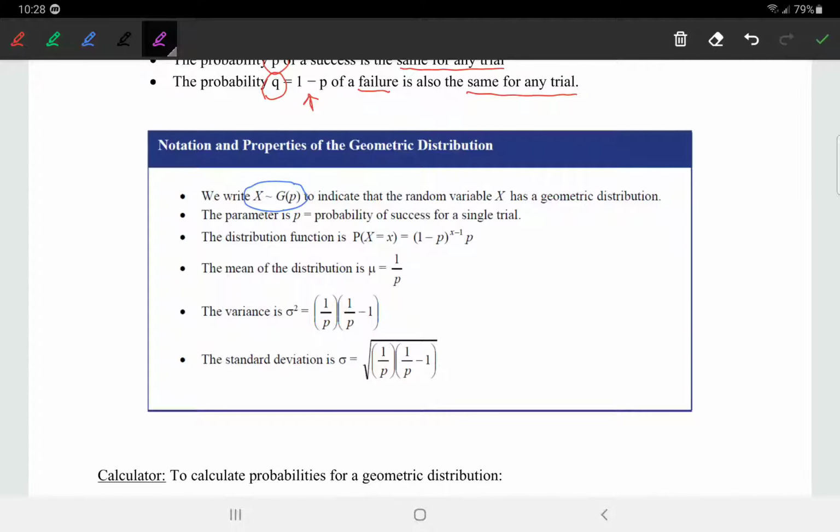We can see that the probability that x takes on any given value will be 1 minus p, that's the probability of failure, for every attempt except for the last one, and then we multiply by the probability of success. The mean of the distribution, mu, is the expected value. We calculate that as 1 over p. The variance takes 1 over p, and then takes 1 over p minus 1, and we multiply those together. And as always, the standard deviation is the square root of the variance.